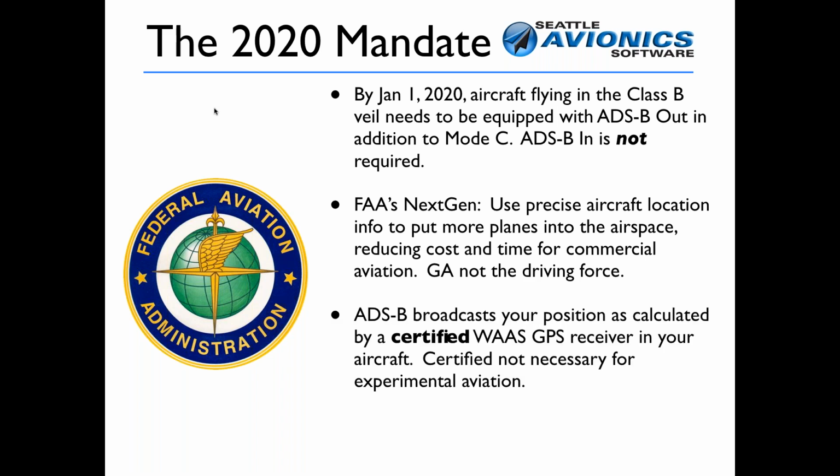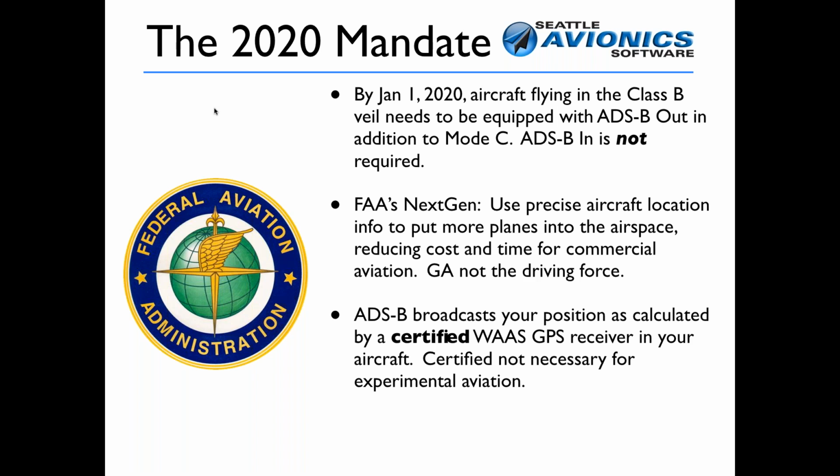So ADSB uses your GPS instead of radar. The whole concept behind ADSB is it takes a very, very accurate location signal from a certified, and I stress that, certified WAAS GPS on your plane, and it transmits that to the ground. So you're essentially identifying your location to the FAA, instead of, in the olden days, the FAA using radar to identify you. They reversed it around.